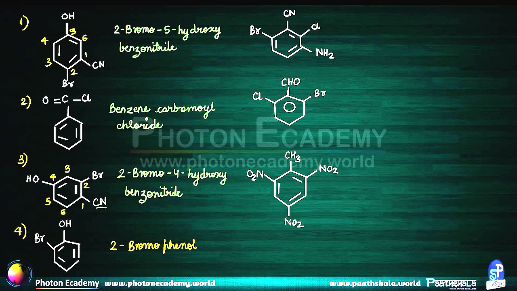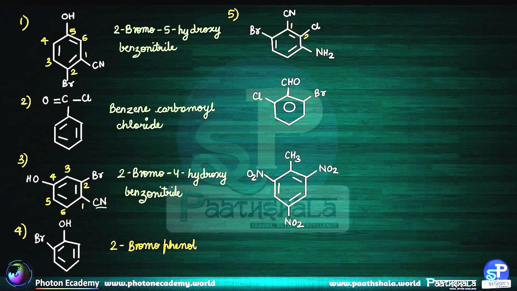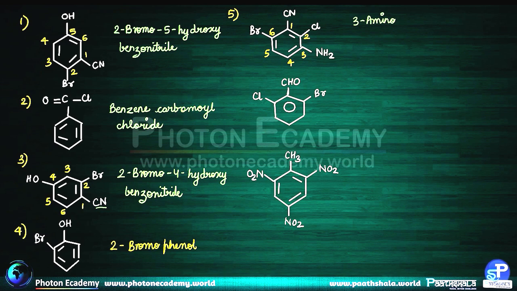Then we have this particular question in front of us, the fifth one, and here we have the appearance of many substituents. So we start the numbering from this CN because it has the highest precedence over the others. So 1, 2, 3, 4, 5, and 6. The name of this compound now becomes 3-amino, then we have 6-bromo, then we have 2-chloro, and then lastly, benzonitrile.